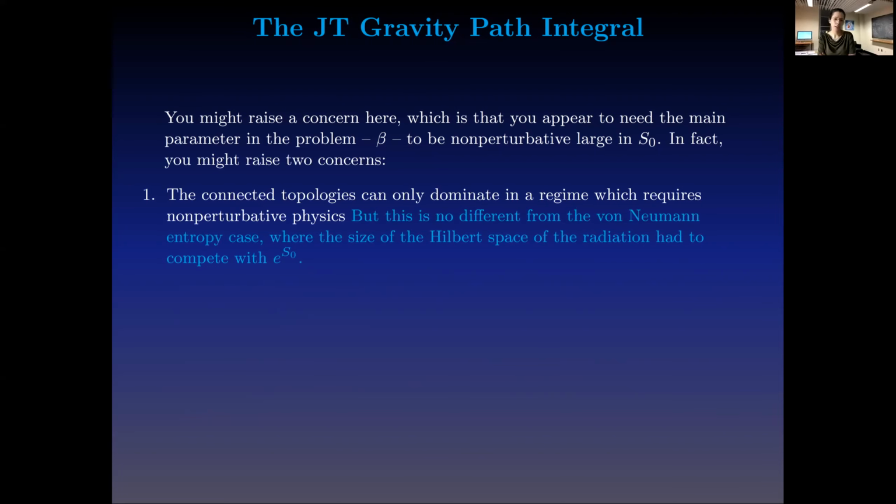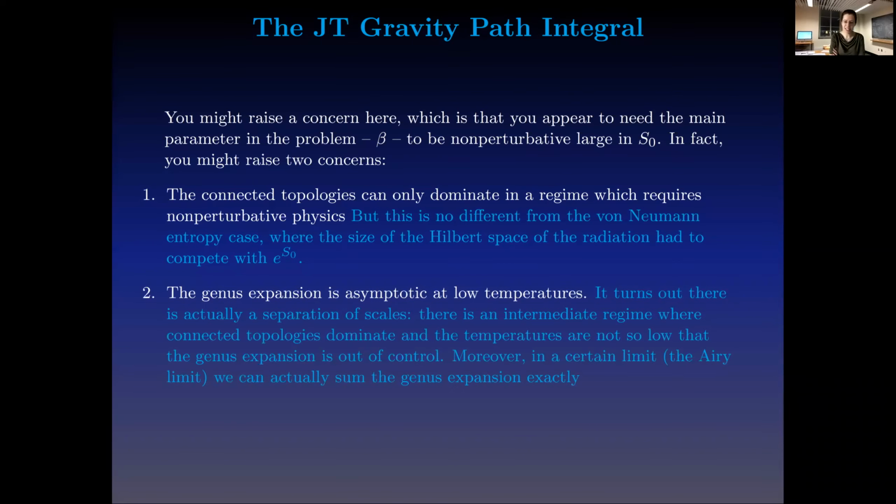But this is no different from the von Neumann entropy case, where really what you need is the size of the Hilbert space of the radiation to compete with e to the S naught. If we're thinking in the West Coast model, this parameter k had to compete with e to the S naught. So you need something non-perturbative, but that doesn't mean that you lose control over the problem. The second concern you might raise is, well, don't you lose control of the problem? The genus expansion is asymptotic at low temperatures. So don't you have this problem where you can't keep track of the genus?